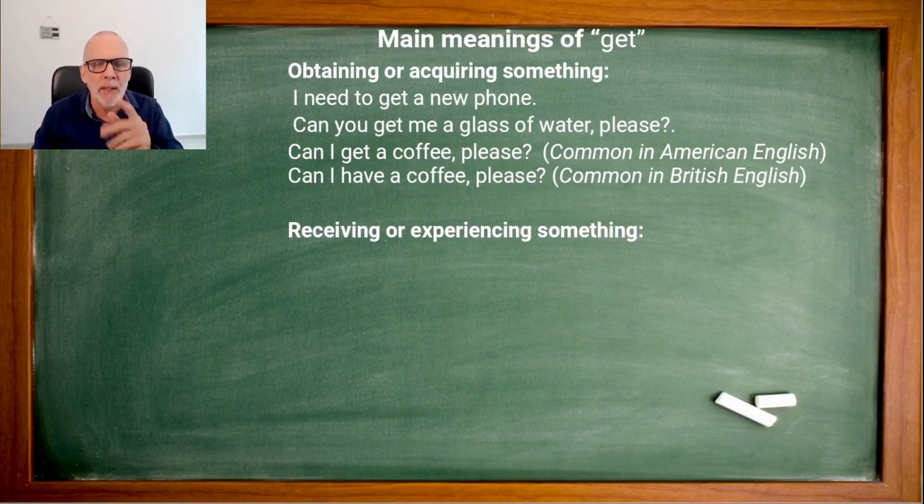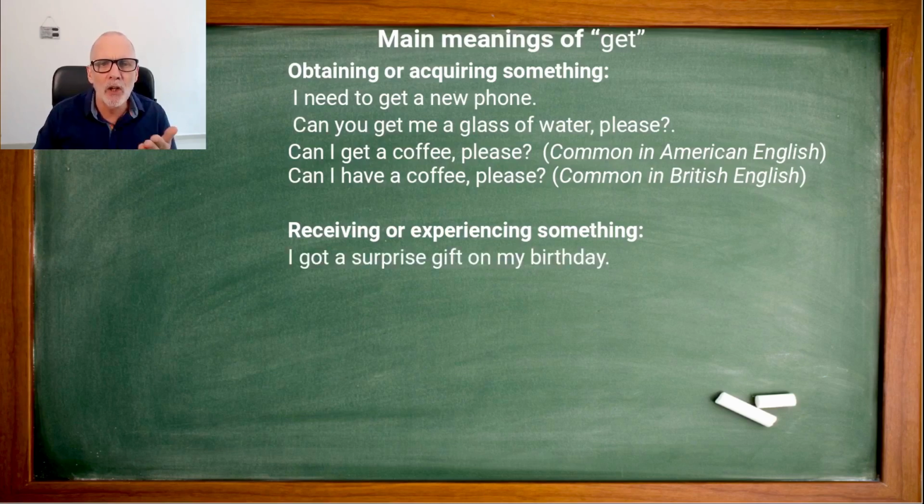Next, we have a similar meaning, receiving or experiencing something. So let's look at some examples of that. I got a surprise gift on my birthday. So in this sentence, we can replace the verb get with receive. I received a surprise gift on my birthday. It is also correct, but it would be more common in normal day-to-day English to say I got. Remember, got, of course, is the past of get. I got a surprise gift on my birthday.